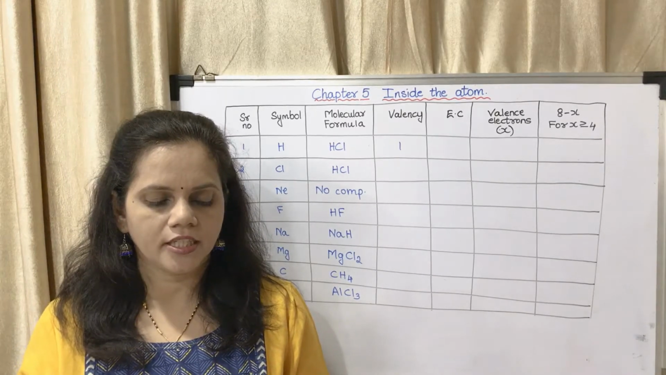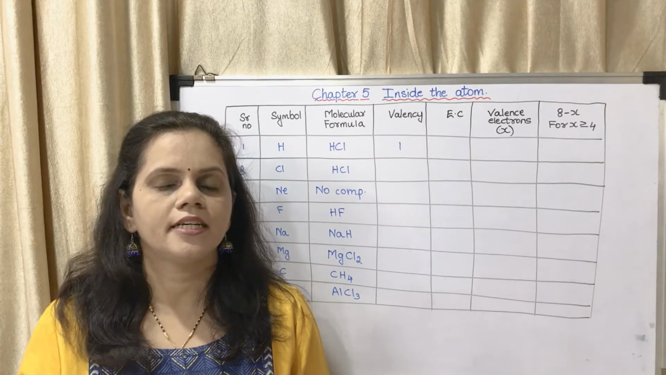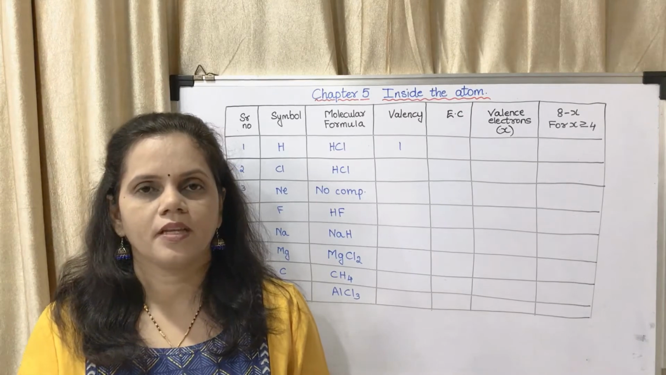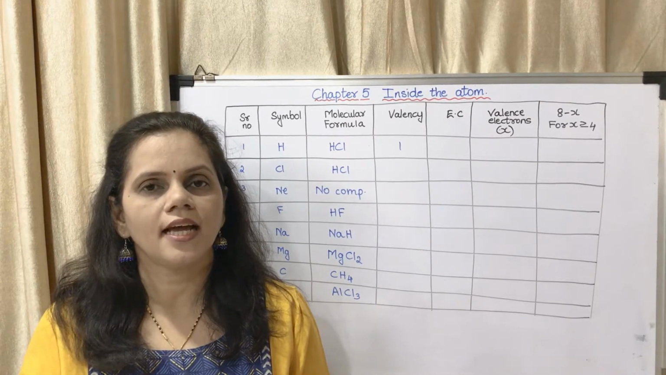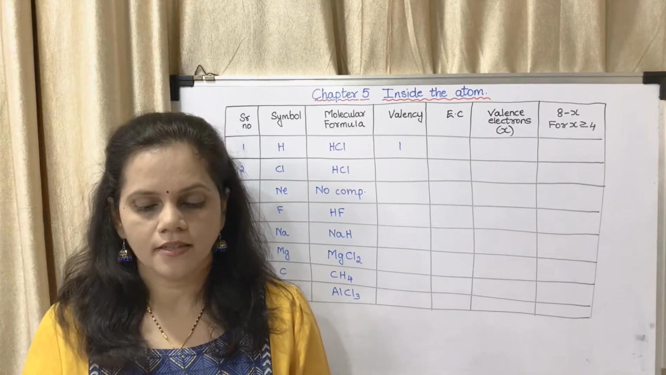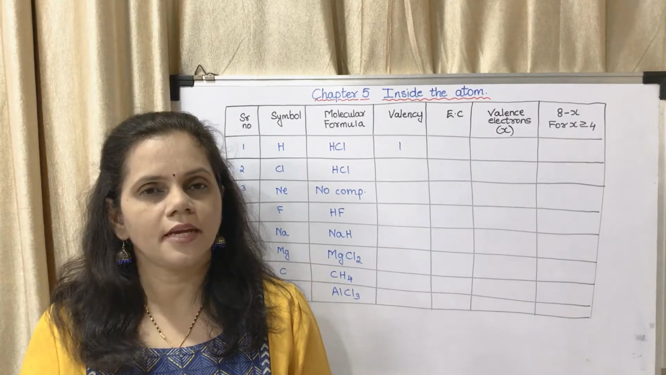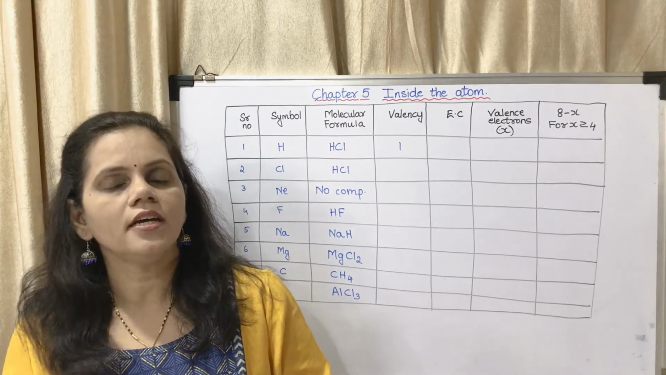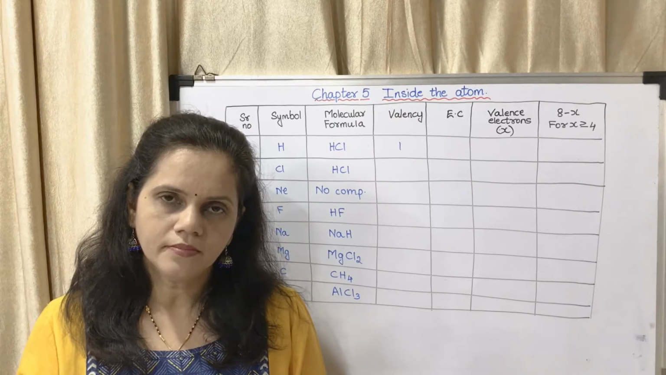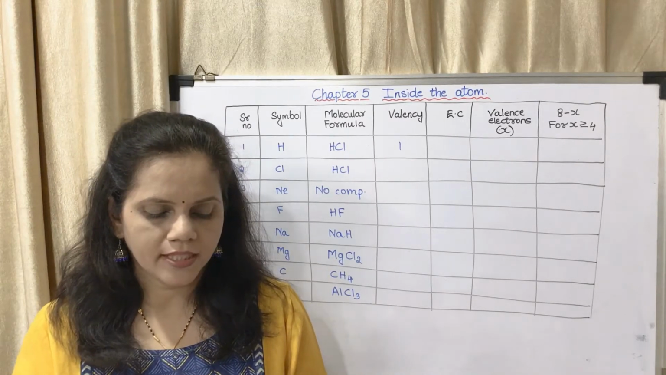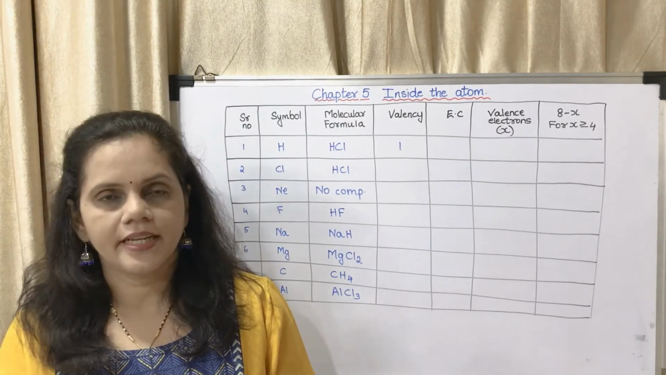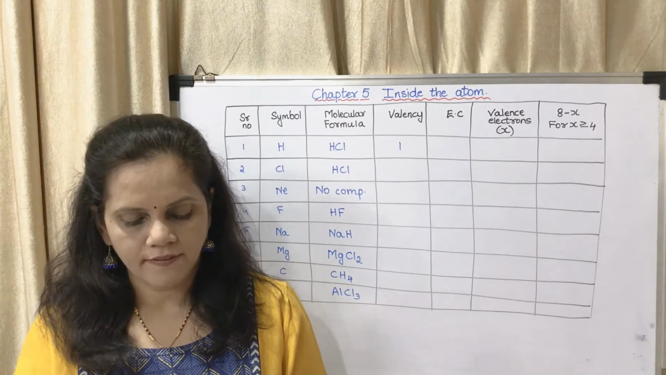Write symbol and electronic distribution in the shell of fluorine atom. It is 2, 7. Which is the outermost shell of fluorine atom? 2, 7. That means the outermost shell is L. Which is the outermost shell of sodium atom? You may see the table which we had done in the last lecture. According to the table, the electronic configuration is 2, 8, 1. That means the last shell is M. Which is the outermost shell of hydrogen atom? It is K shell.